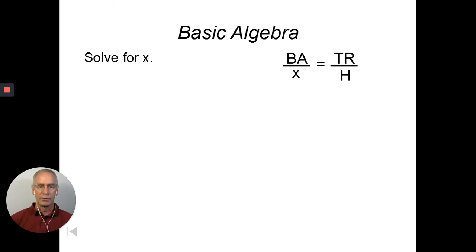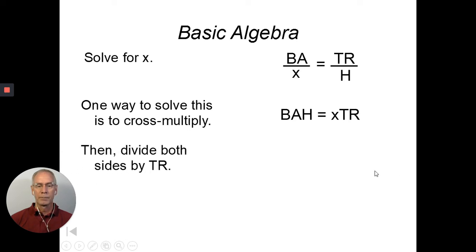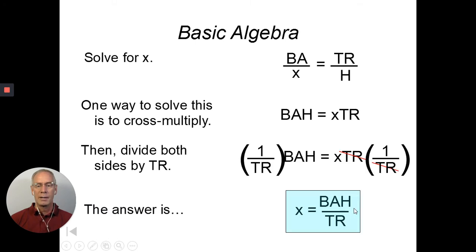How about this one? How would you solve this for x? Well, the way I would have learned to do it is to cross multiply and divide. So when you look at this one, you've got x times tr equals ba times h, or bah equals x tr. All right, now what do we do to get the x by itself? Divide both sides by tr. If you divide both sides by tr, the tr cancels, and x equals bah over tr.